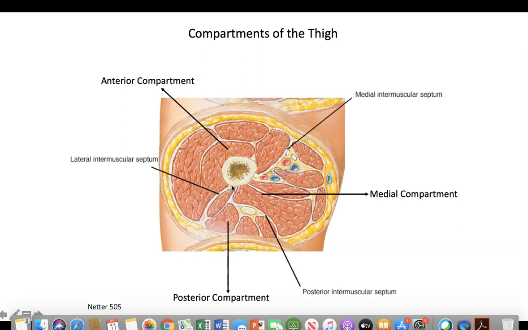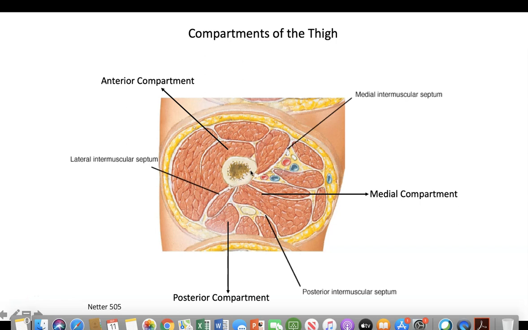thigh. There are three intermuscular septa which divide the thigh muscles into three different compartments. So the three intermuscular septa are the lateral intermuscular septum, medial intermuscular septum, and the posterior intermuscular septum. And in between these three intermuscular septa, there are three different compartments of the muscles of the thigh. And these intermuscular septa are attached to the femur.